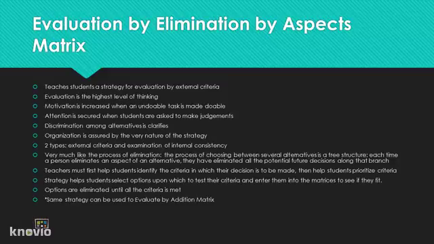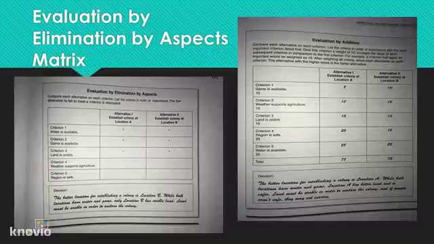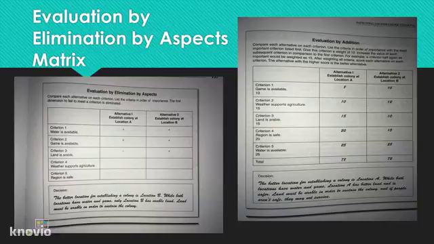You can also use the same strategy, but evaluating things by addition. So you keep adding things up to make sure that they all meet the criterion. And then on the next slide, we will see, and here you see the two different kinds of matrices. On the left, the elimination by aspects, and on the right, the evaluation by addition.